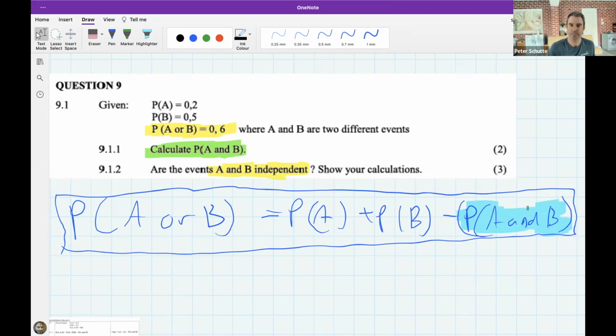So how can we use this identity called the additive identity? Remember, we're not actually doing 9.1.2 yet. That's the second part of the question. First, I have to figure out what the probability of A and B is. Nadi is giving us a very good tip. So is Andile. You sub in the values. So you take P of A and you write, well, this would just be 0.2.